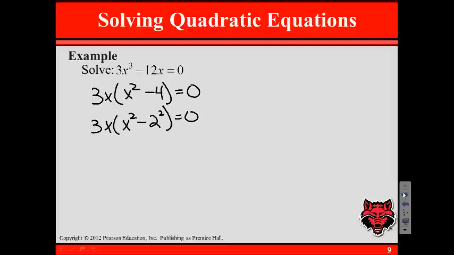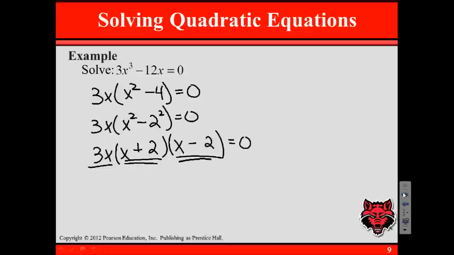And once we have the correct form, we write our two binomials. X will take the place of each first term. 2 will take the place of each second term. We add in the first, subtract in the second. Now in this equation, we have three factors that contain a variable: 3x, x plus 2, and x minus 2. So we have to set all three of these equal to 0.